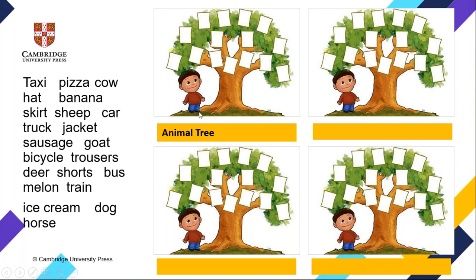Or here, we have an example, and we need to create four different trees. Can you tell me what are three other categories of the trees? I will open the questions again. Okay, tree of food, tree of clothes, tree of transport, and tree of animals. That's correct. Thank you very much.